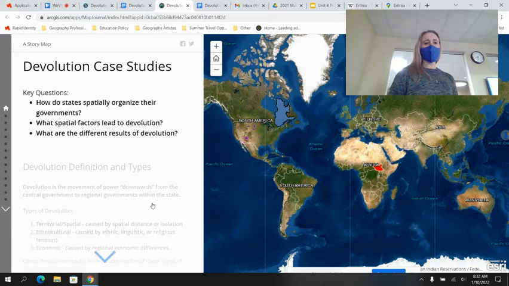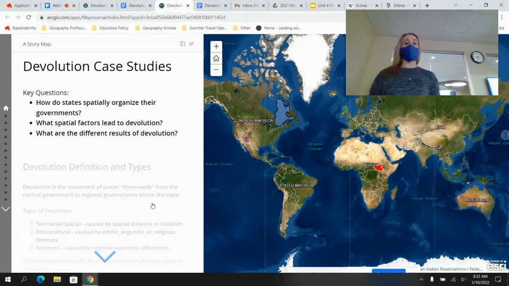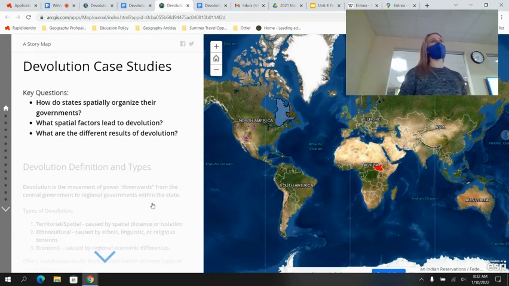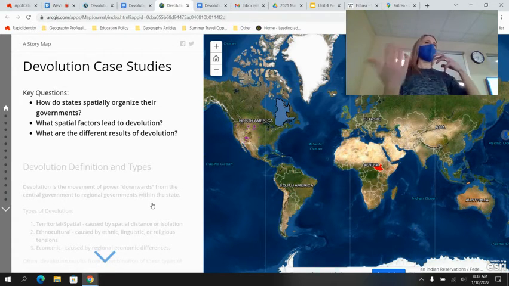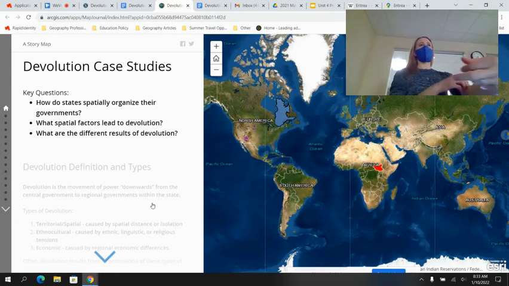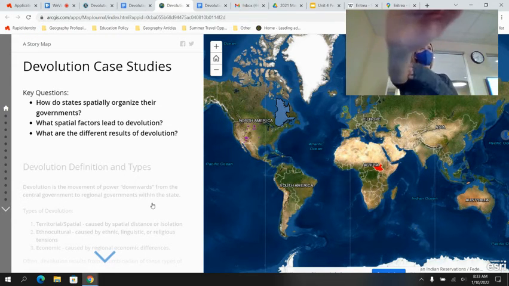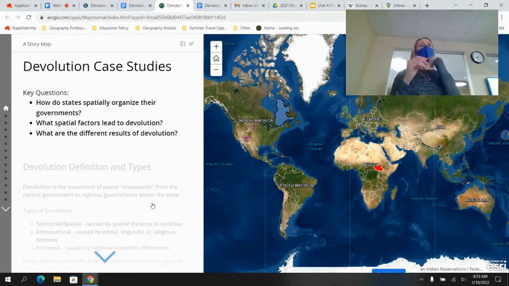Okay. So key questions. How do states spatially organize their governments? That is focused on federalism versus unitary states. So this concept of federalism and unitary states very much ties in with devolution. Once again, one way in which devolution is seen is through the creation of a federal system. But oftentimes unitary states will face a lot of devolutionary pressure, and federal states do too.